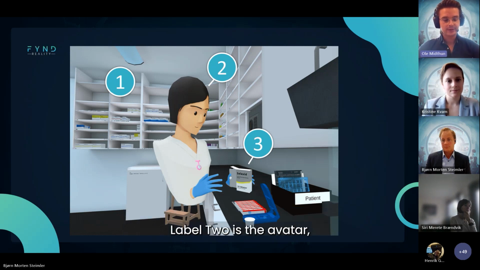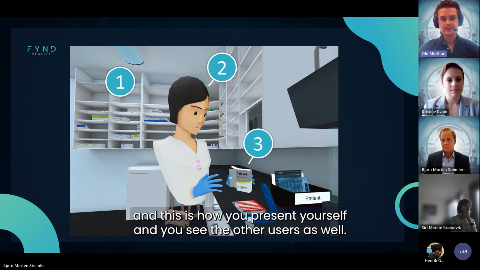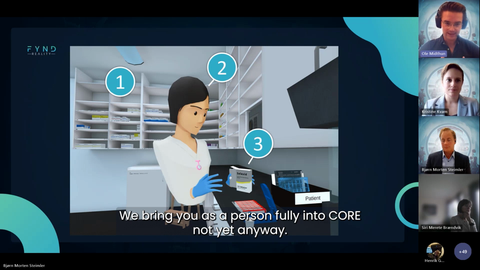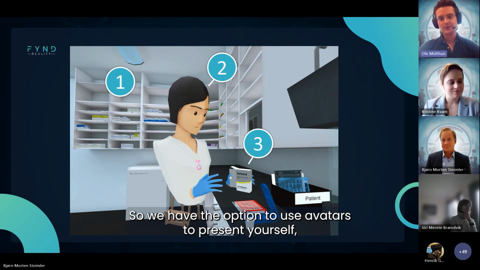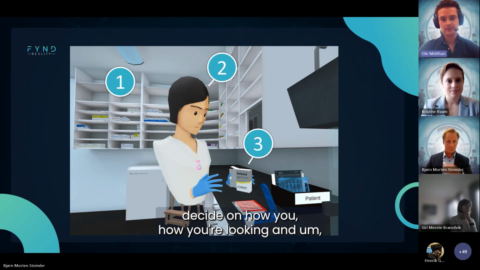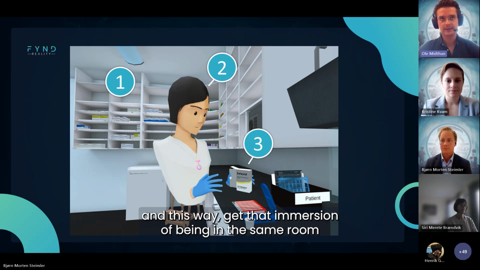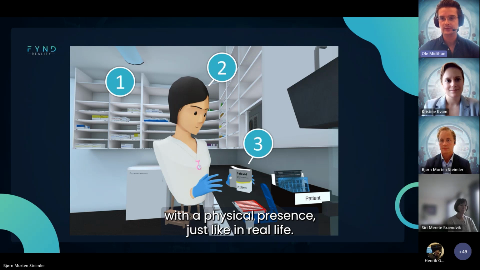Label 2 is the avatar, and this is how you present yourself and you see the other users as well. We can't bring you as a person fully into Core, not yet anyway. So we have the option to use avatars to present yourself, decide on how you're looking, and this way get that immersion of being in the same room with a physical presence, just like in real life.